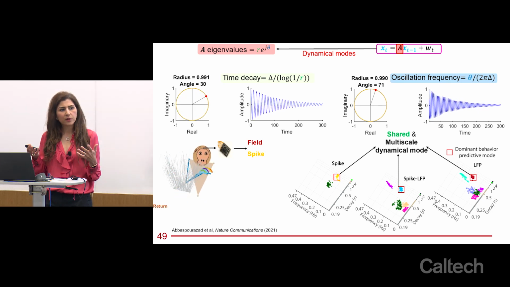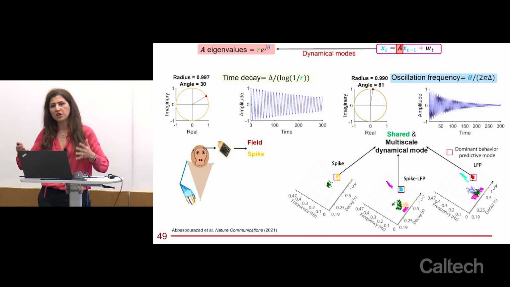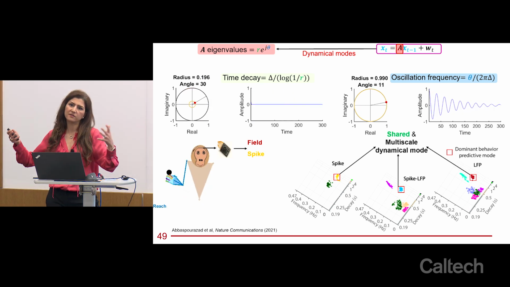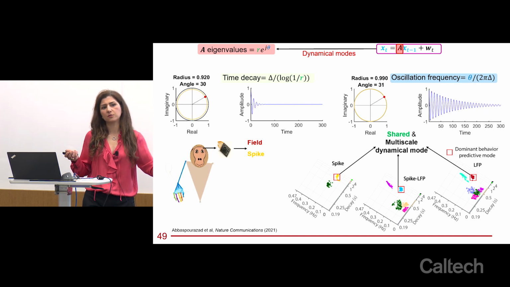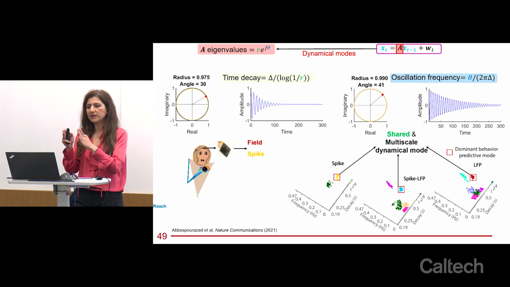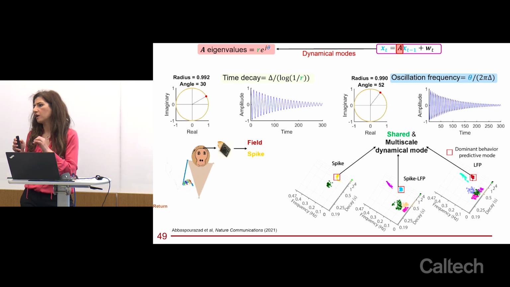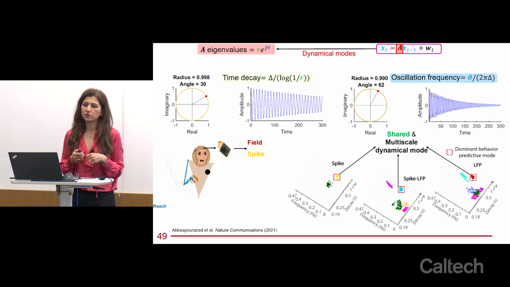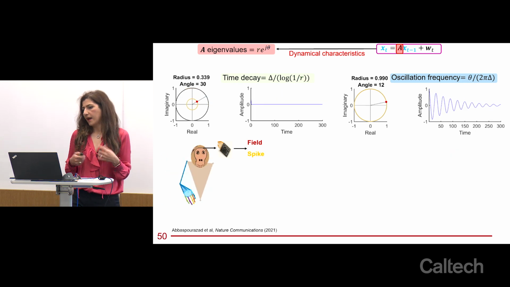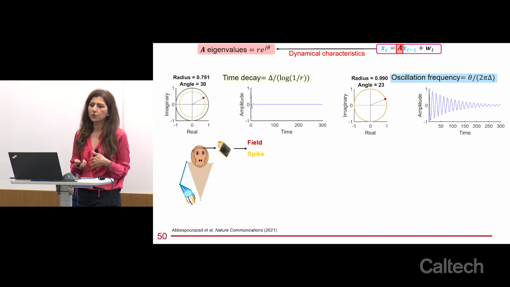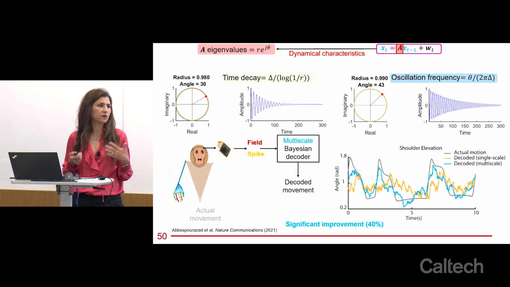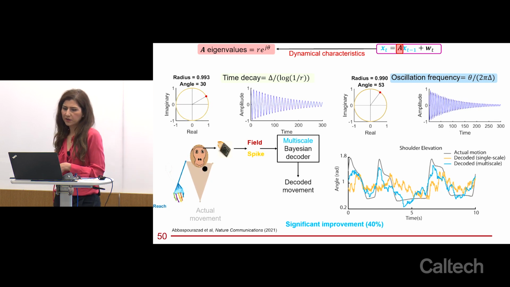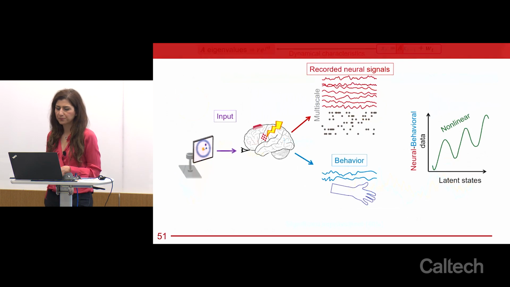So what this implies is that there exists shared multi-scale dynamics across the brain that play a role in the performance of this naturalistic movement. And indeed, when we looked at the decoding, this mode was dominantly predictive of movement, showing its importance. And then because this mode existed, we could aggregate information across fields and spikes to do better decoding of movement, which has important implications, of course, for brain-machine interfaces.